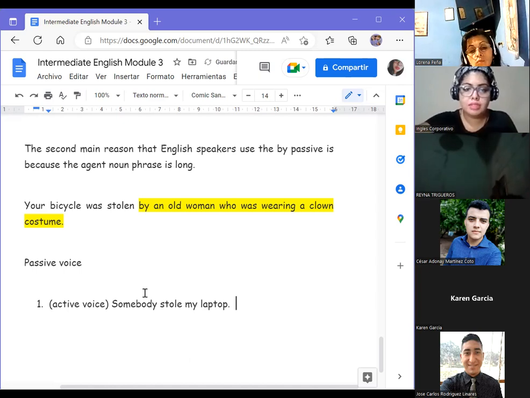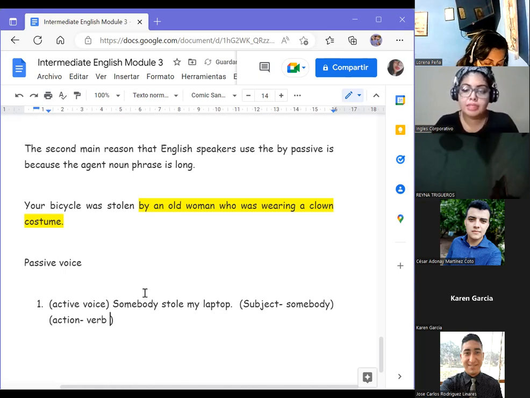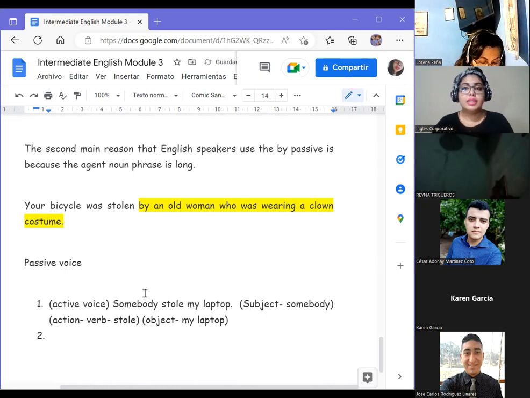And we are going to have it like this. We have the first thing that is the subject. That is somebody, the word somebody. Then we have the action. We are going to have it like this, because it's going to be very confusing. Then we have the action, that is the verb. In this case, it is stole. And the last part of the sentence is the object, that is my laptop. So we can divide the sentence in three parts: subject, action, and object.